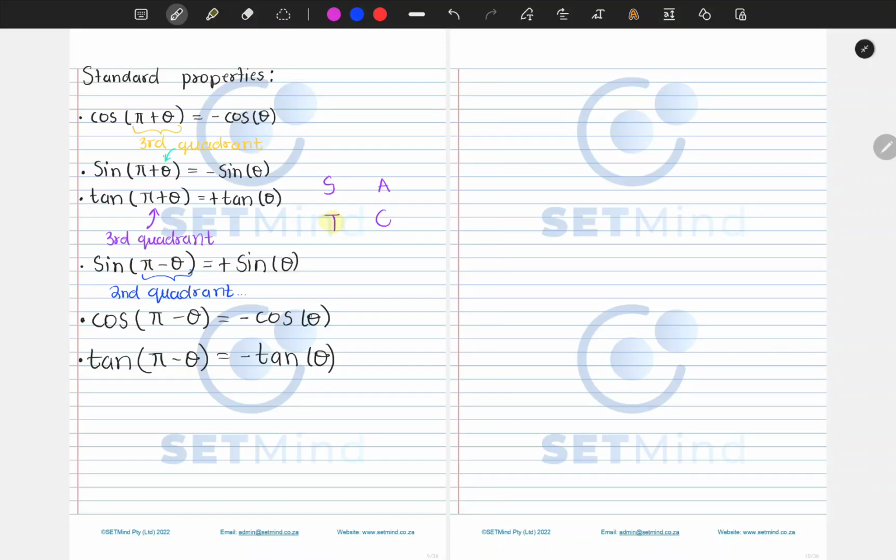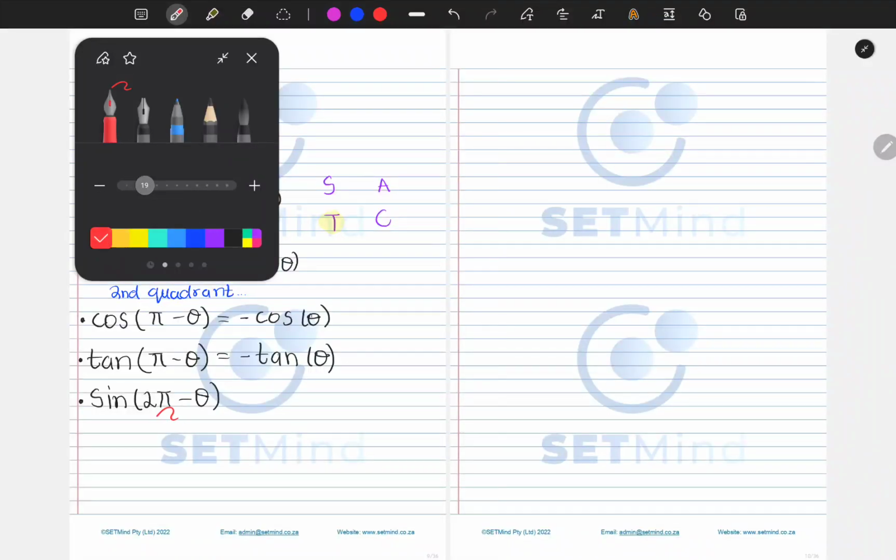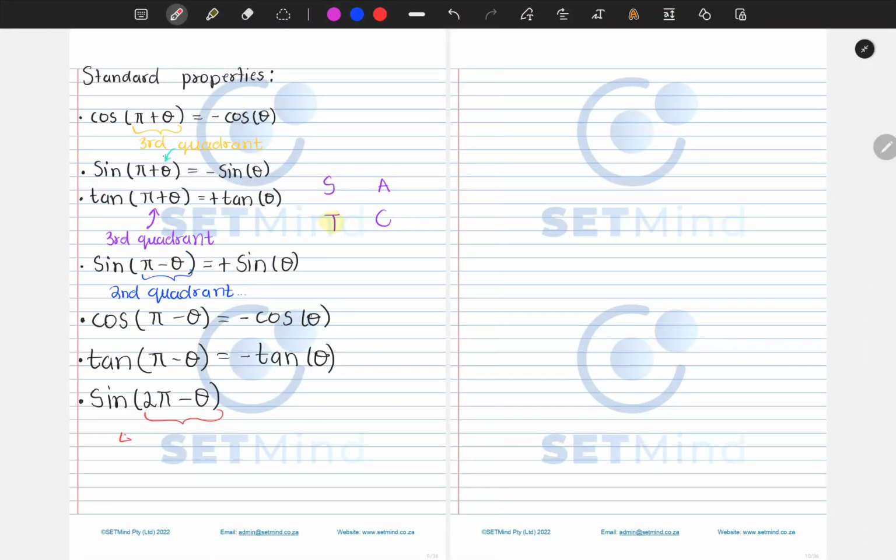Okay, that's it. So now what we also need to do is to have a look at sine of 2 pi minus theta. The first thing we need to realize is that here we are on the fourth quadrant, and on the fourth quadrant, it's only cos which is positive. Which means sine and tan will be negative. So here I need to say negative sine of the angle I'm adding or subtracting to 2 pi.